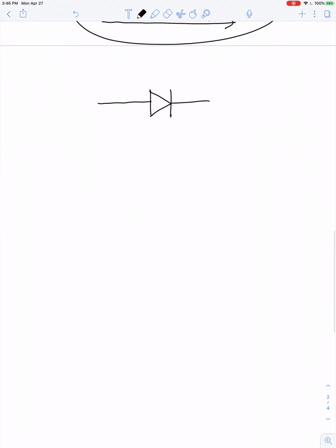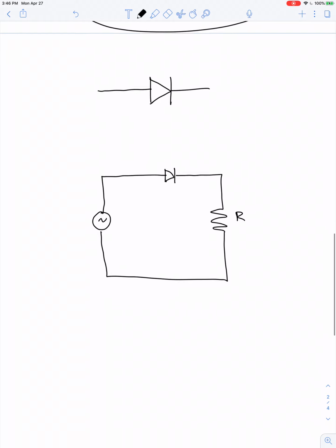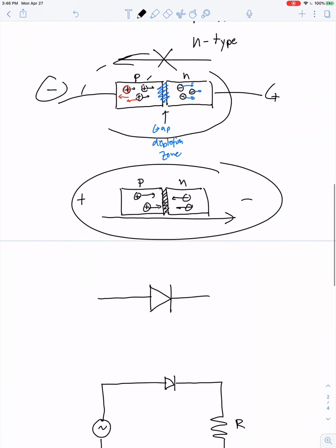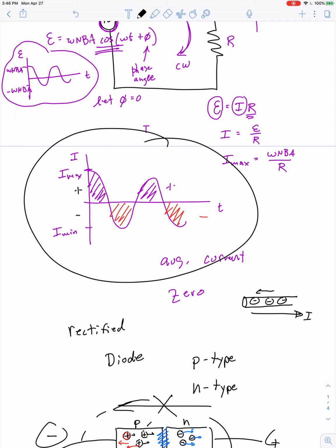So if we take our generator and pass the electric current through a diode, so now our resistor, generator, and diode are all in a series loop, then the output voltage, the resulting current through the resistor wouldn't quite look the same as it does without the diode present.